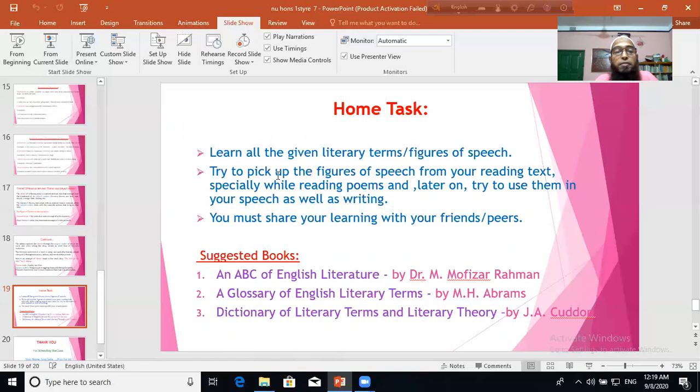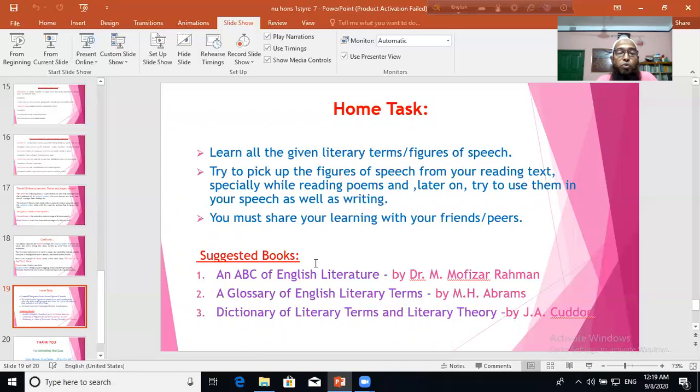So take your homework: learn all the given literary terms or figures of speech. Try to pick up the figures of speech from your reading text. When you are reading any poems, try to find out the figures of speech and try to use them in your writing and speech. You must share your learning with your friends or peers, fellows. That will improve your understanding if you share your learning with your friends.